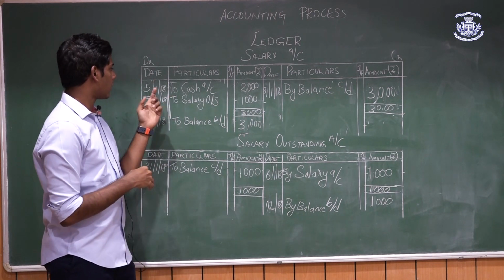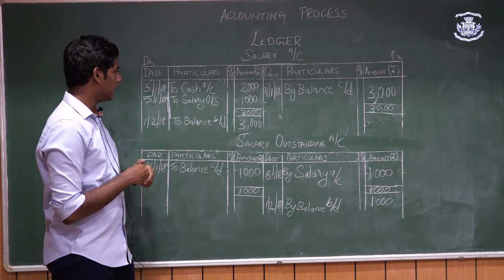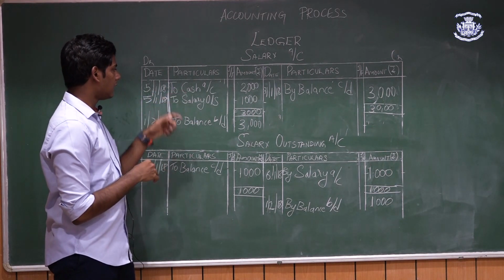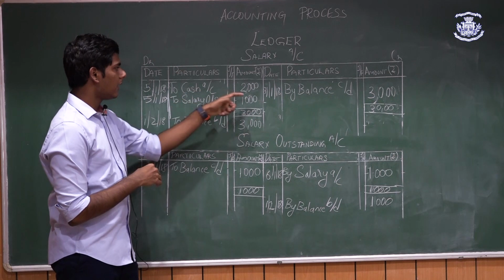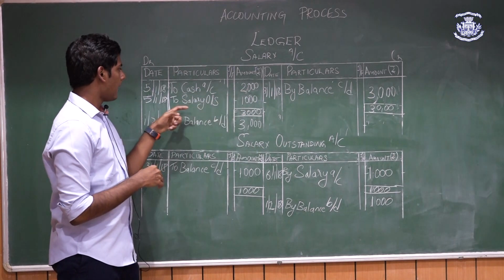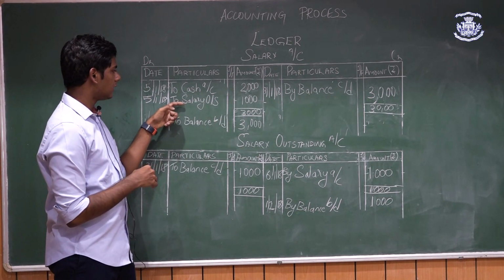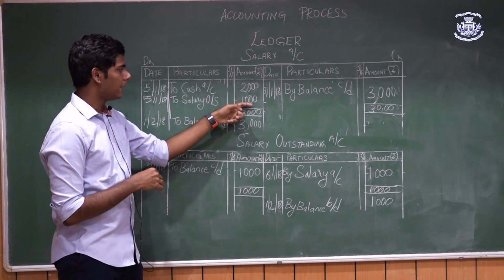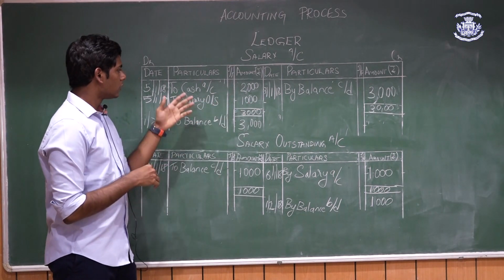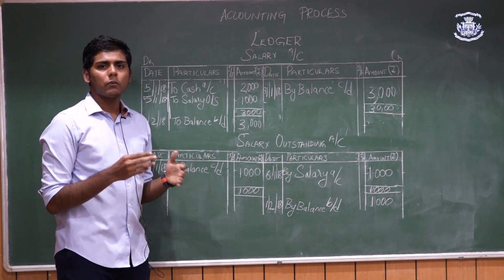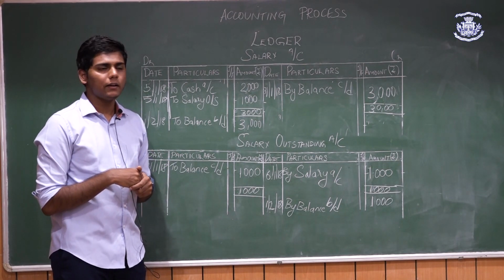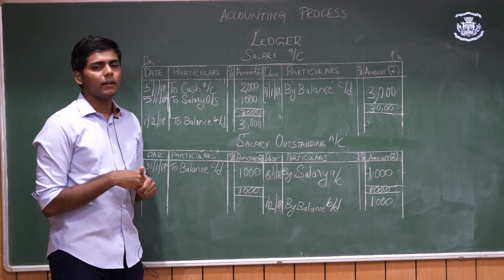So we will first record it. It will both be recorded on the same date. For the salary paid in cash, we will record as to cash account, and we will record 2000. And for the salary outstanding, we will mention it as to salary outstanding and the 1000 rupees. So once we've recorded that, we again have only one transaction regarding salary. So we can go ahead and balance the account.